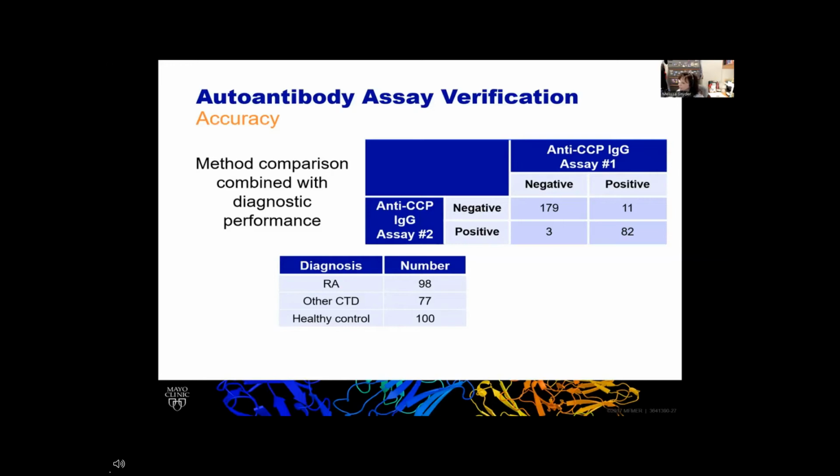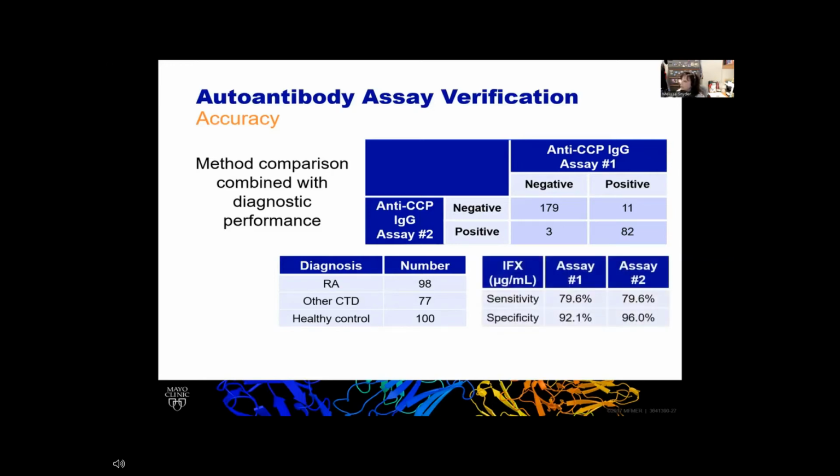So when we use that information to calculate sensitivity and specificity clinically, we find that we had almost identical sensitivity between the two methods, but the specificity of assay number 1 was slightly reduced in comparison to assay number 2. When we looked at the clinical diagnosis, at least some of these positive results that were generated on assay number 1, the patient did not have a diagnosis of rheumatoid arthritis.